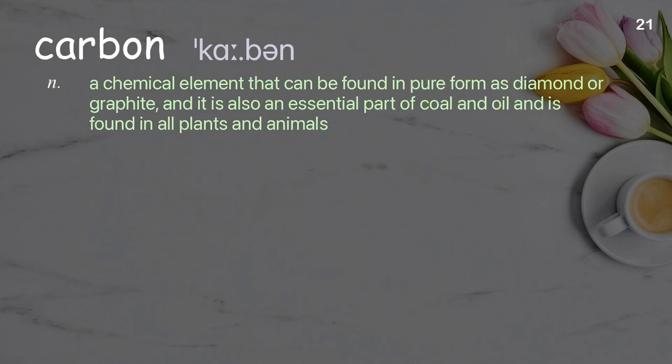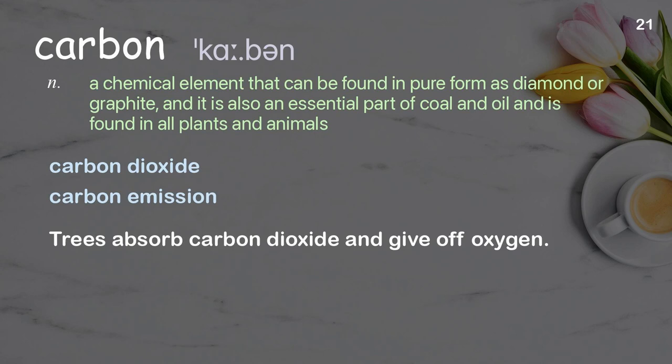Carbon. A chemical element that can be found in pure form as diamond or graphite, and it is also an essential part of coal and oil and is found in all plants and animals. Examples: carbon dioxide, carbon emission. Trees absorb carbon dioxide and give off oxygen.